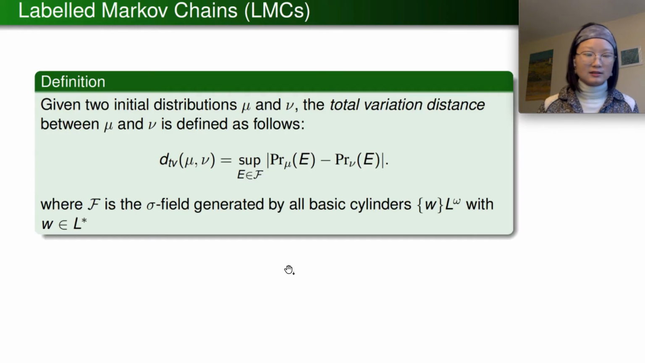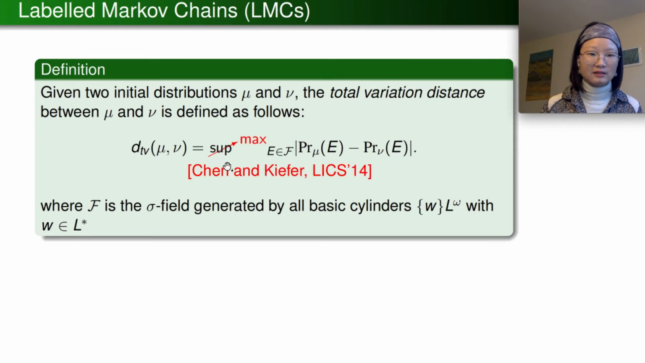Then two distances are induced by these two notions of equivalence. The one induced by trace equivalence is the total variation distance. It is on a pair of probability distributions, denoted by d_TV, and it is the maximal difference of probabilities that mu and nu assign to the same measurable event. And in fact, this sup can be replaced by max. This is proved by Chen and Kiefer in their LICS paper, that a maximizing event always exists.